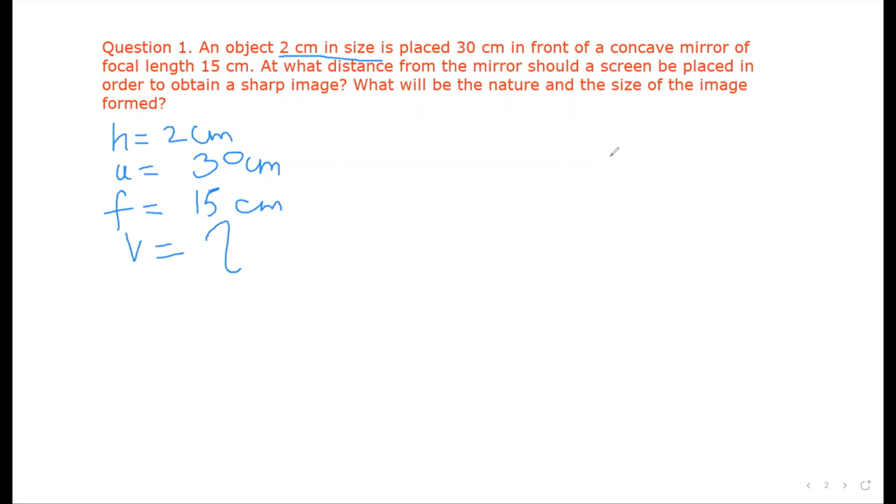And other than that, what else you have to find? Nature and size, means h dash also, and what is the nature also. These two things also we need to find. So let's find first what is the value of image distance.